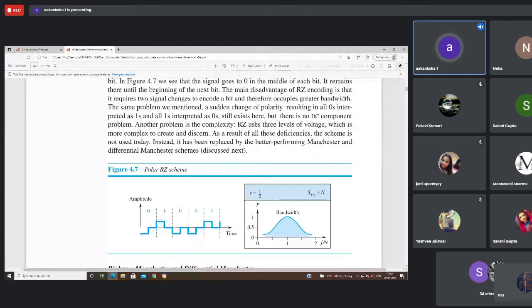Now another problem with RZ is it uses 3 voltage levels: the 0 level also for the transition in the middle of the bit, and positive and negative for zeros and ones. As a result of all these deficiencies, we never use it in practical purposes for digital signaling. Instead these are replaced by 2 more efficient schemes, Manchester encoding and differential Manchester encoding.